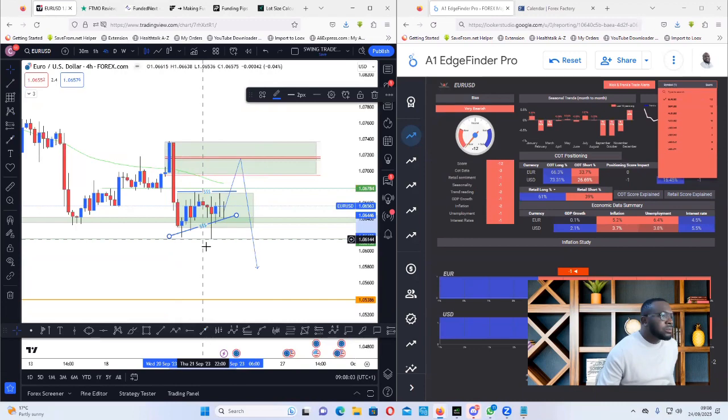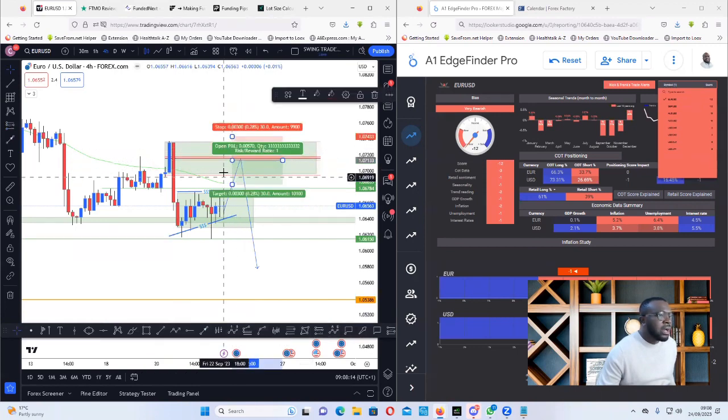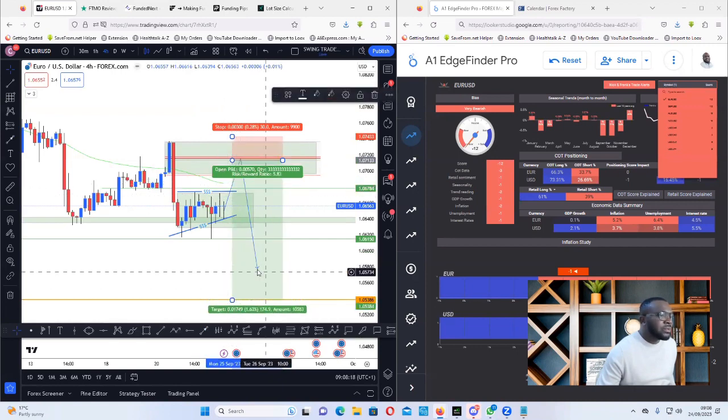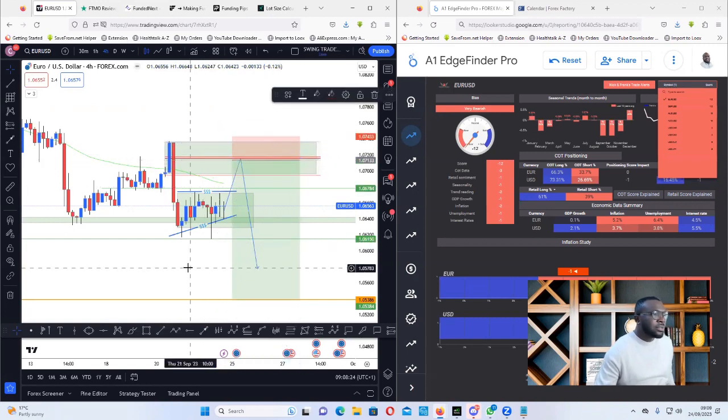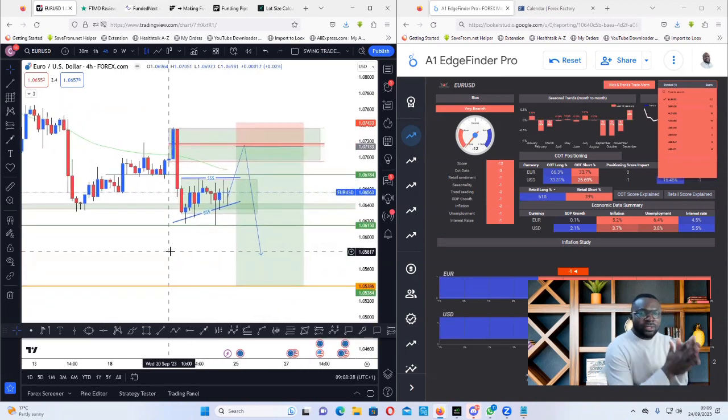Anticipating that price will push up and then take out, tap into that zone, then you look for a sell. For me, this is the setup on the 4-hour time frame. I'm looking to short on Euro USD around this level. I'm expecting price to take out liquidity, then I can eventually sell, target this low. That's roughly the setup right now. This is what I'm looking at on Euro USD. So pay attention to it, and I hope you trade it wisely.